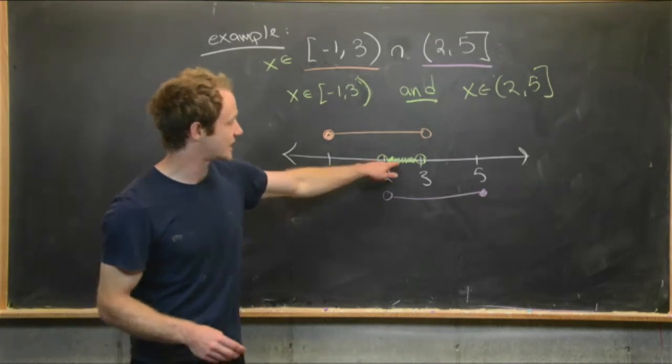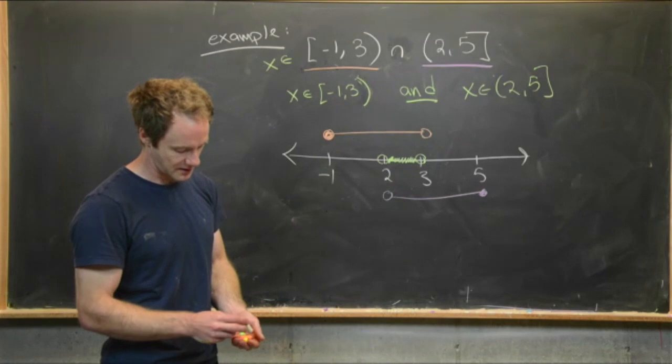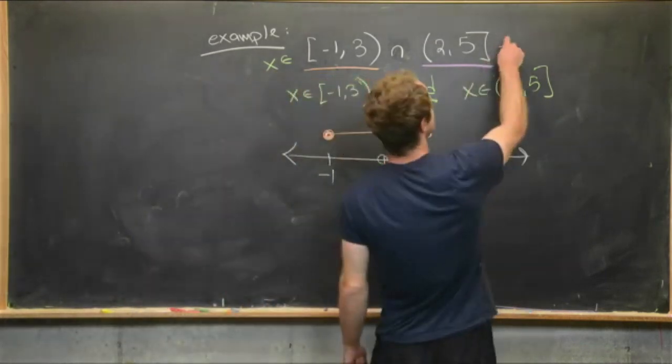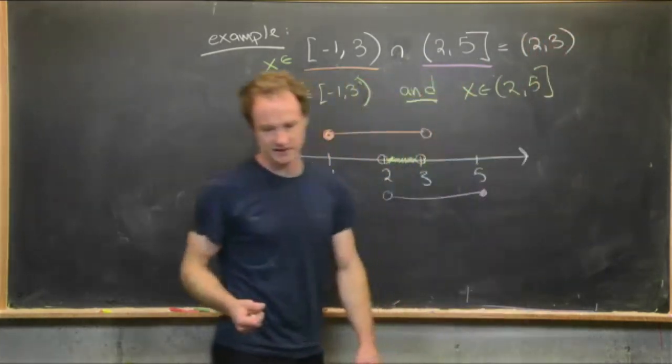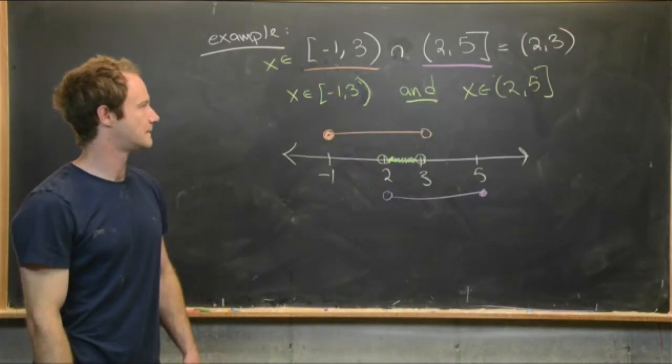Now we can transport that back into interval notation. That's all numbers between 2 and 3, not including 2 and not including 3. So this is the open interval (2, 3). Cool.